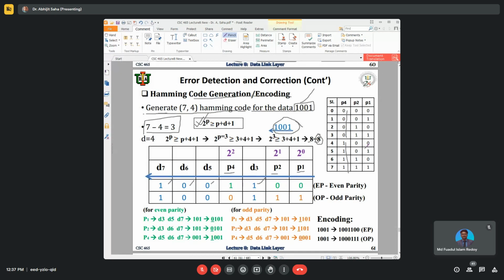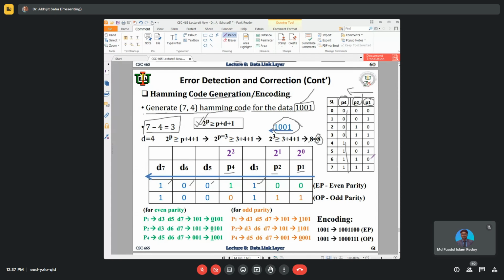Yeah, so we are going to move from right to left, as we always say. The first column is P1, the second column is P2, and the third column is P4. So P1, P2, P4. We are going to consider each column for finding the values.